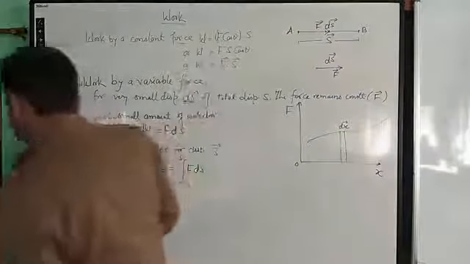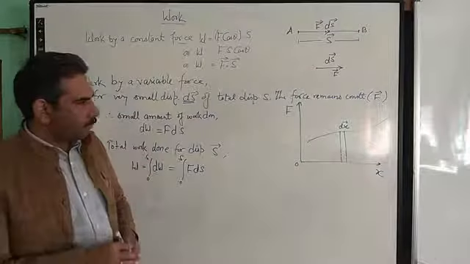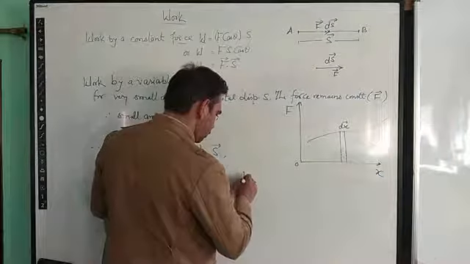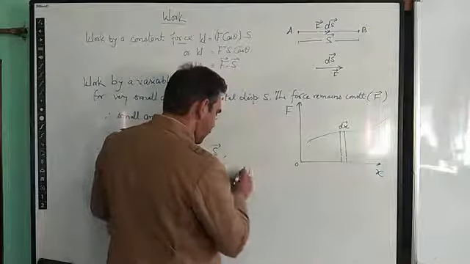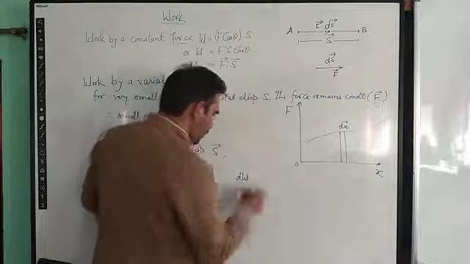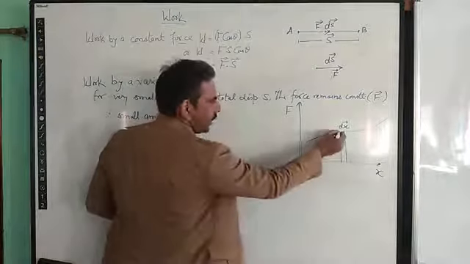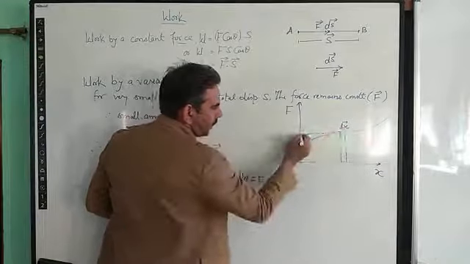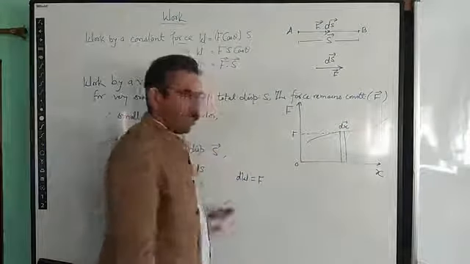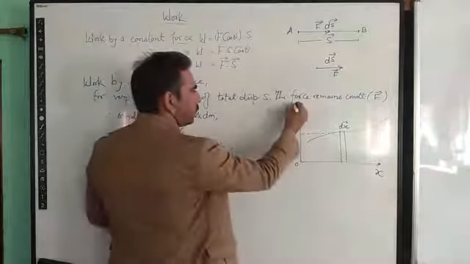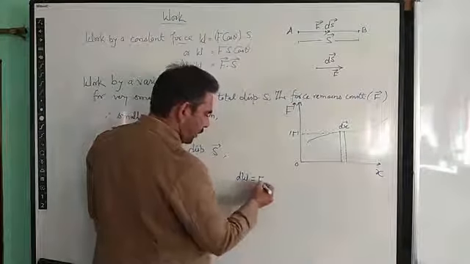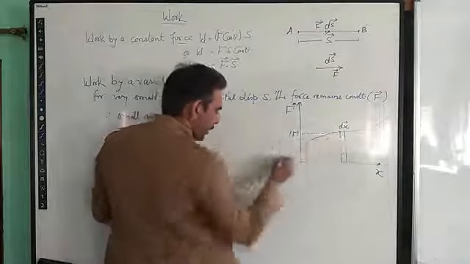Now we can talk about the work done. For the small displacement dx, we take that the force for this small displacement remains constant and we call it F. So the small amount of work done is given by F into dx.